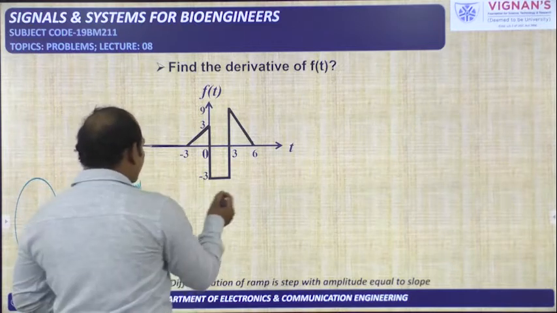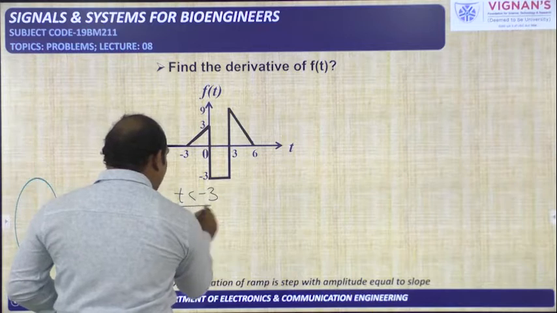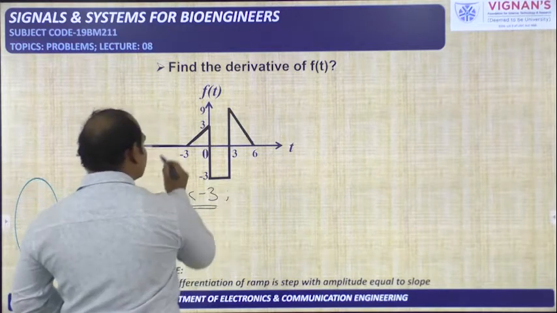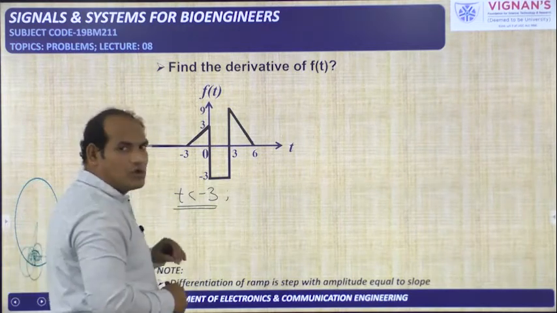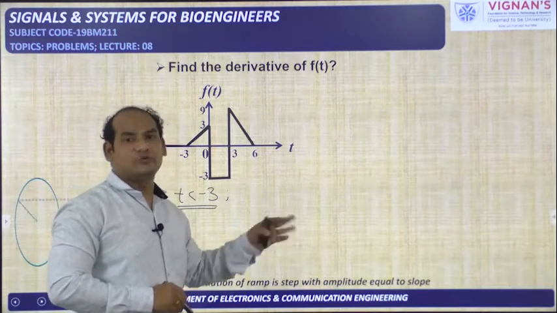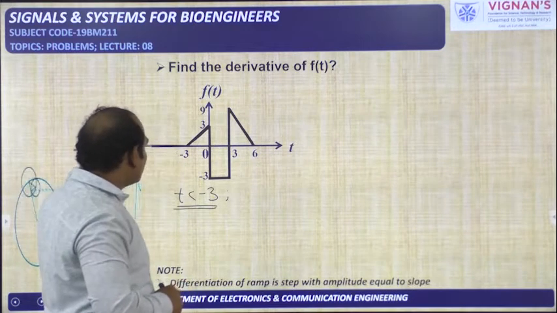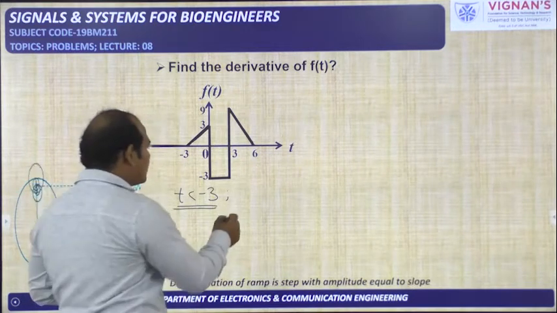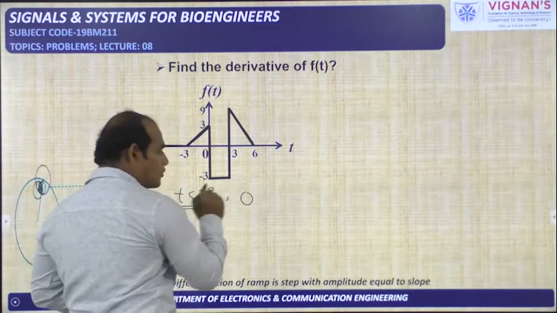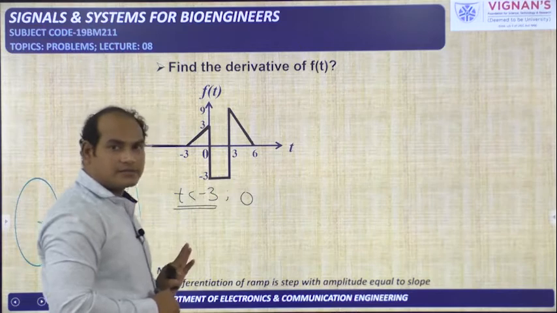So when t is less than minus 3, what happened here? The amplitude of this particular signal is 0. So here I am writing directly the answer, that means I am writing the derivative part. When t is less than minus 3, the amplitude is 0, so the derivative is equal to 0. After derivation, whatever values we are getting, I have written here.